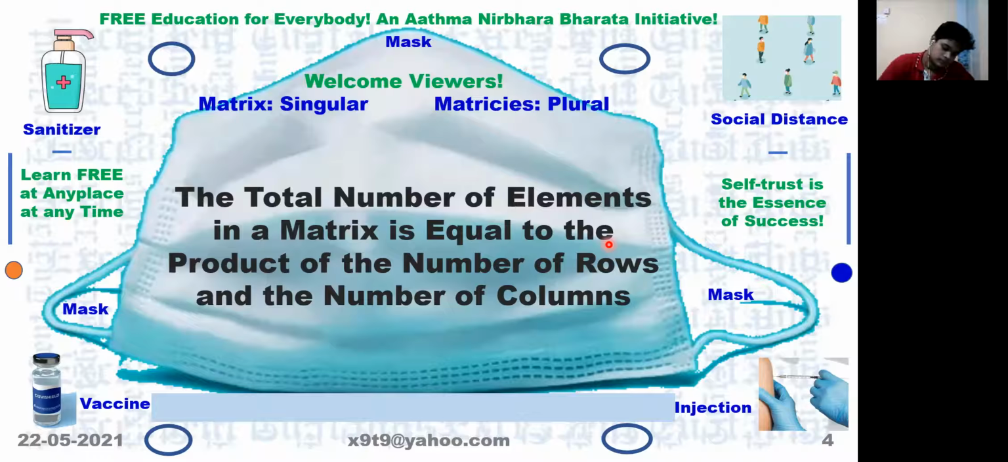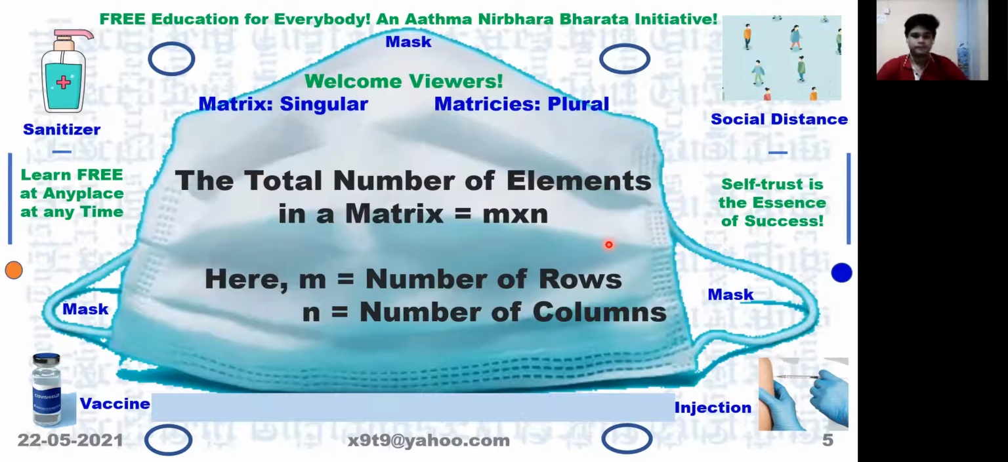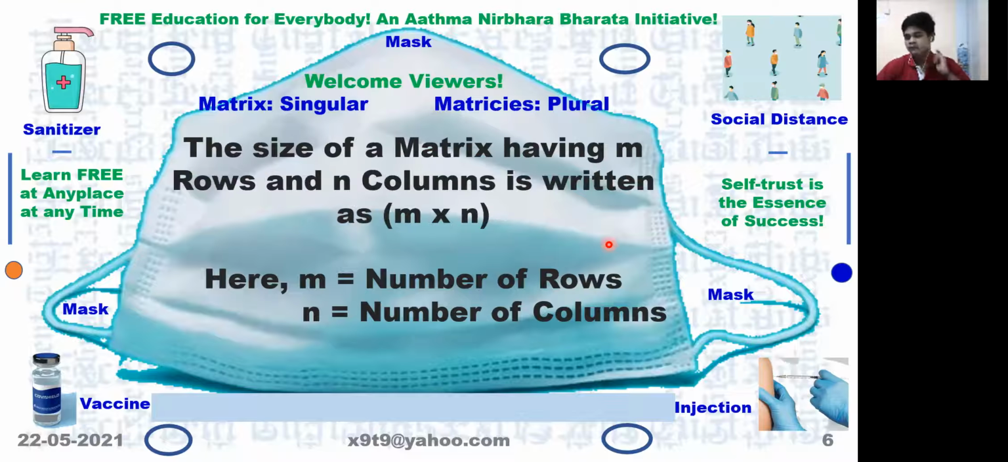So that means number of rows is m, number of columns is n. So m into n will give the total number of elements. M multiplied by n. Size of a matrix is always written as number of rows into number of columns. We write it just below the matrix. We have already written in the examples.